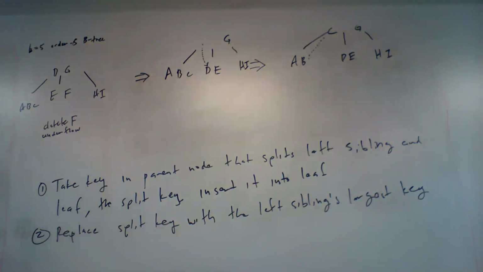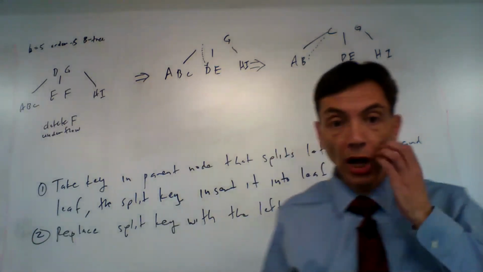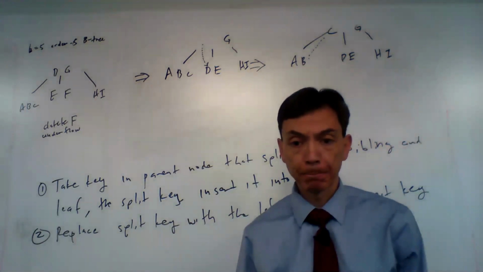And you can see that the parent splits things properly. So everything smaller than C is to the left, everything bigger than C is to the right. Everything smaller than G is to the left, everything bigger than G is to the right. And all the nodes are in ascending order, okay? So, any questions about that before I continue?